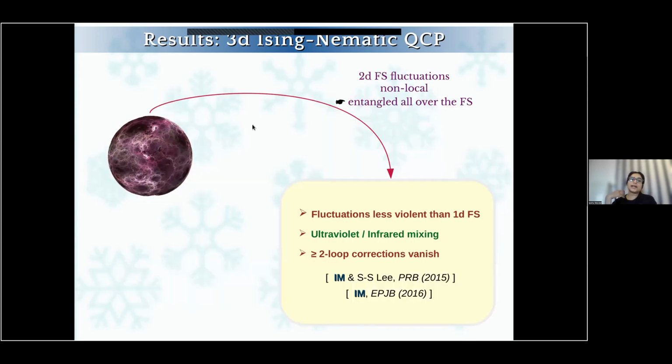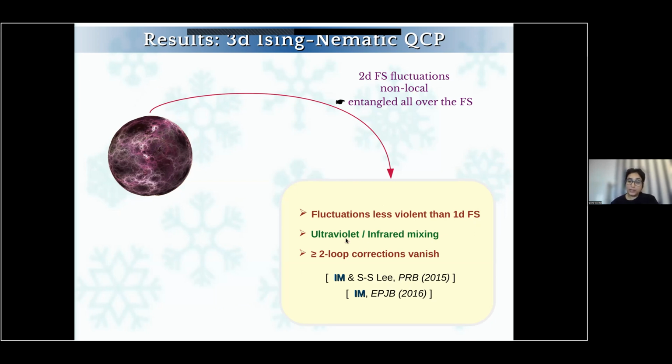Now, we also looked at the 3D Ising nematic quantum critical point system. For the 3D system, we have a 2D Fermi surface. Now, this 2D Fermi surface undergoes fluctuations which turn out to be non-local. That means these fluctuations are entangled with each other along the entire Fermi surface in momentum space. But of course, these fluctuations are less violent than in the 1D Fermi surface case. It's a marginal Fermi liquid, actually.